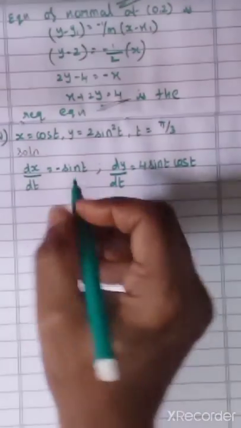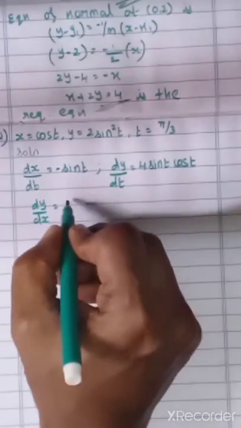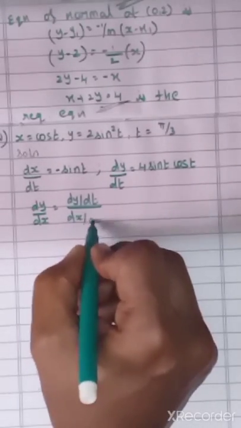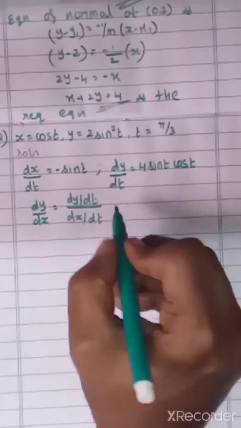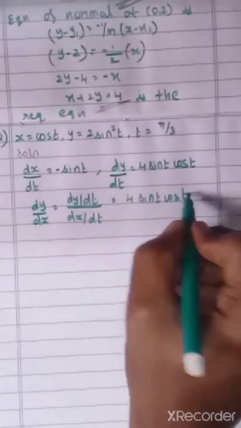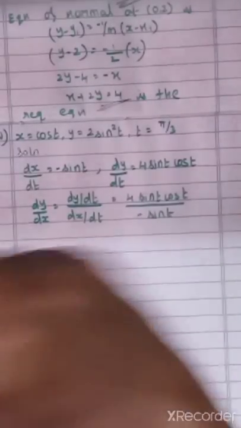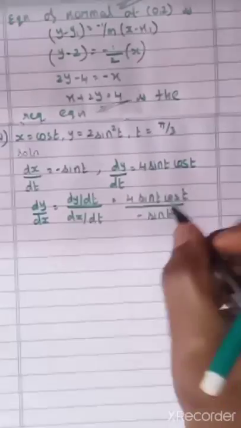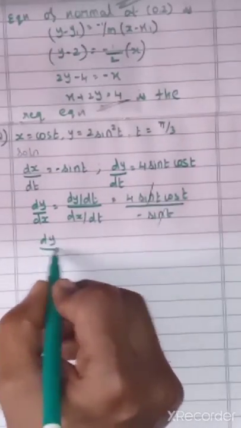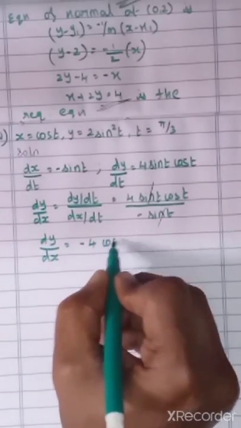Now how to find dy by dx? So dy by dx equals, what is the formula? Dy by dt divided by dx by dt. This is your formula. That is 4 sin t cos t divided by minus sin t. Sin t will get cancelled. So what will be remaining? Dy by dx equals minus 4 cos t.